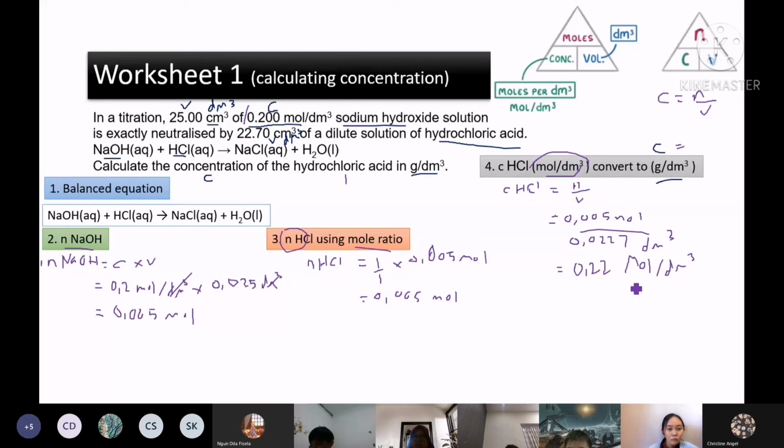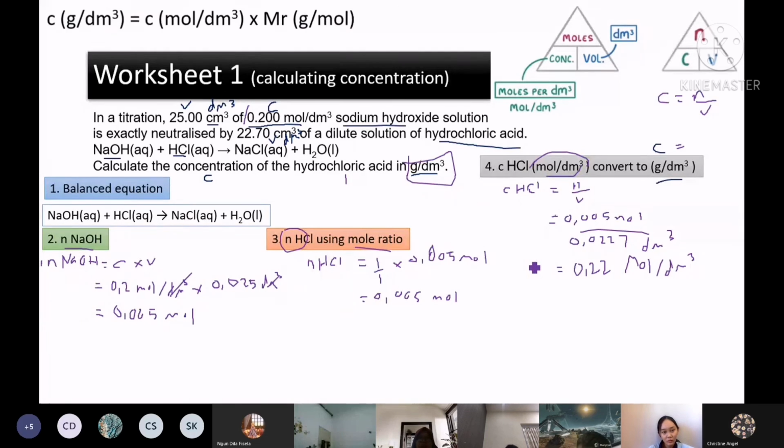This is not the answer, right? Because the question asked for gram over dm cube. This is not the correct answer. So change it using this formula. The concentration of HCl in grams over dm cube. Not finished. So, how to solve it, Alexander?